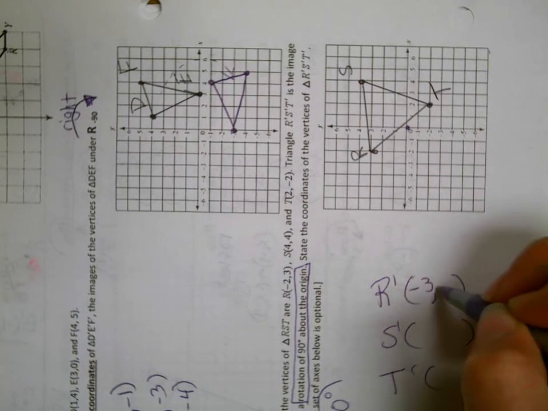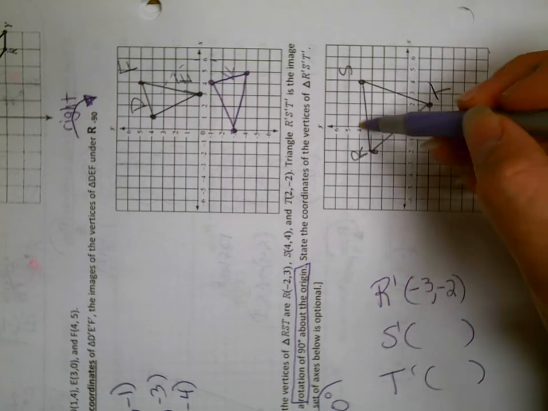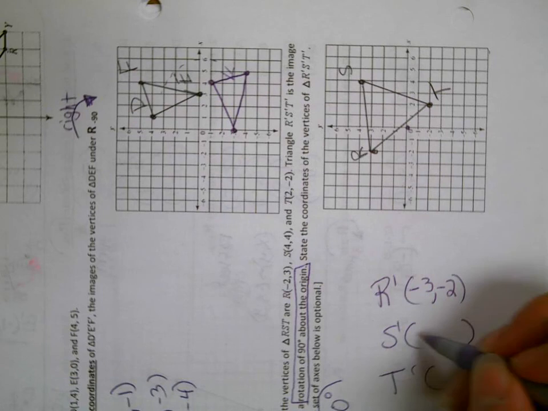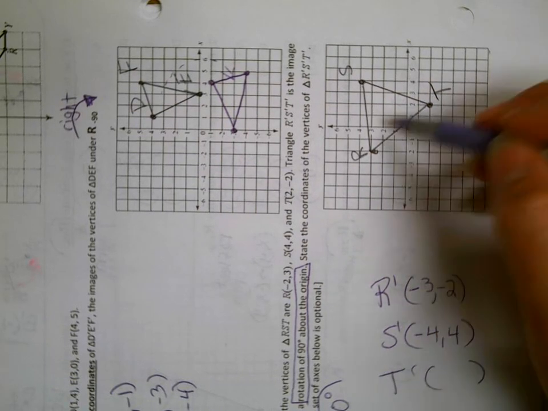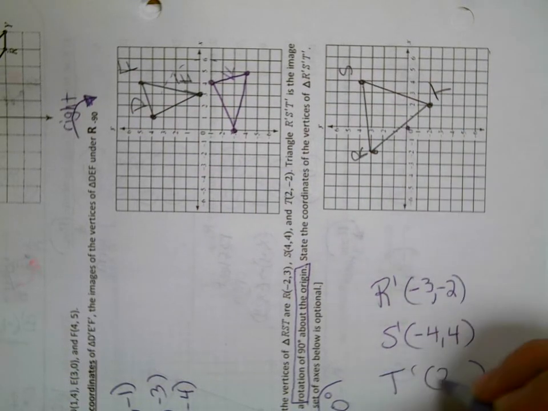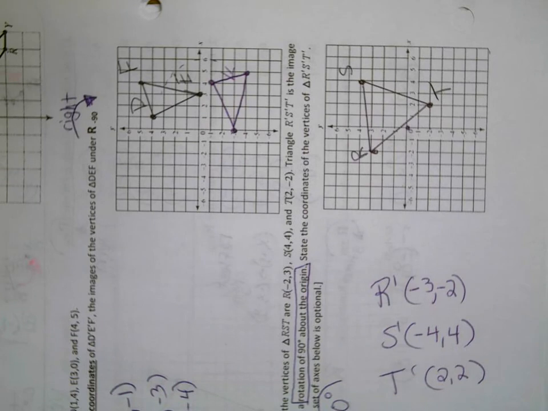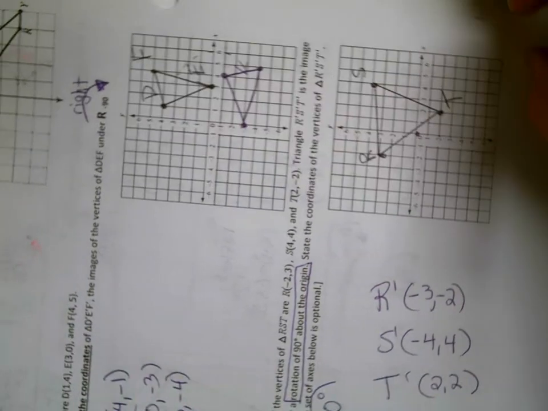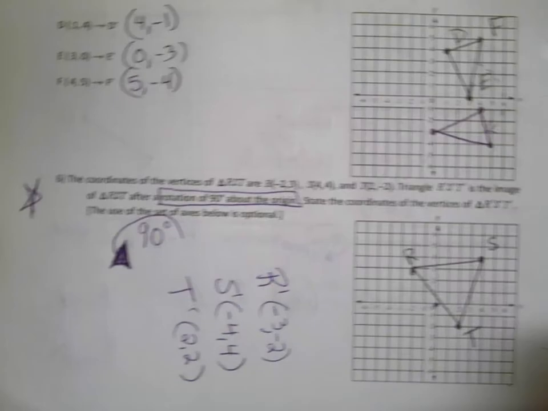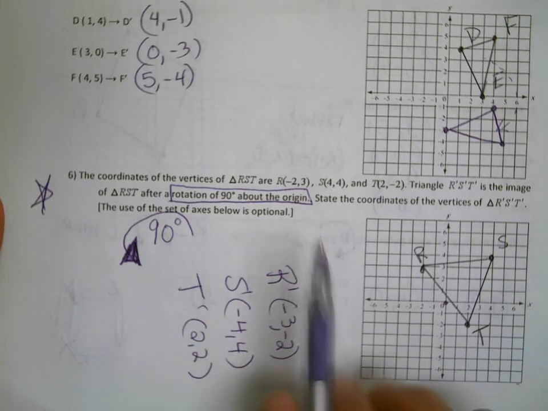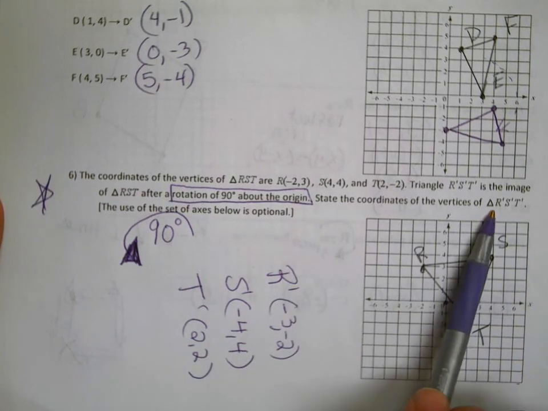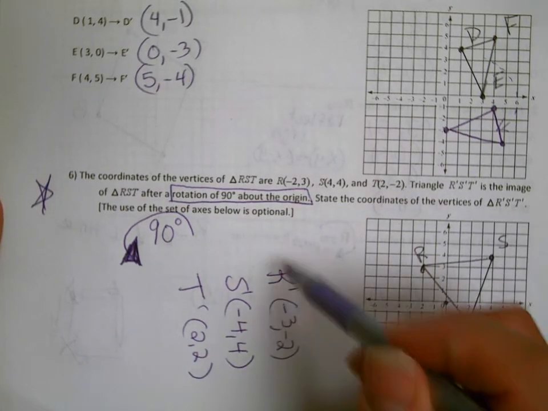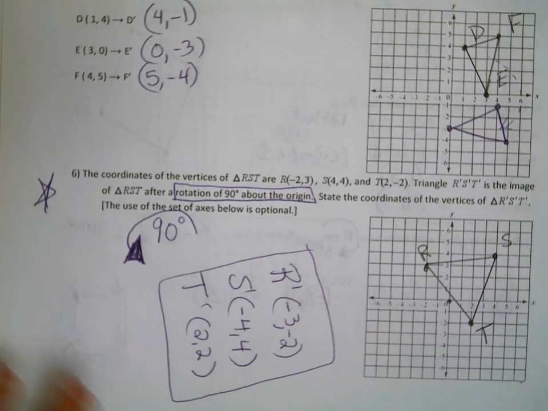So reading those new ordered pairs from our picture, R is now 3 to the left and 2 down. So it becomes negative 3, negative 2. S is now 4 to the left and 4 up. So that's negative 4, positive 4. And T is 2 to the right and 2 up, becomes positive 2, positive 2. And in this case, if I reread the question, it doesn't ask us to graph its rotation. It just says to state the coordinates of the new R prime, S prime, T prime. So this is all that was required for this question.